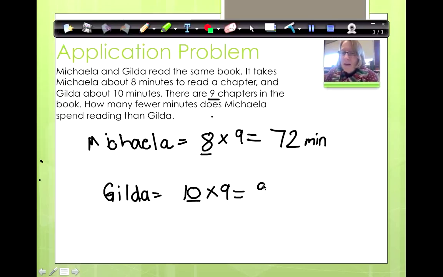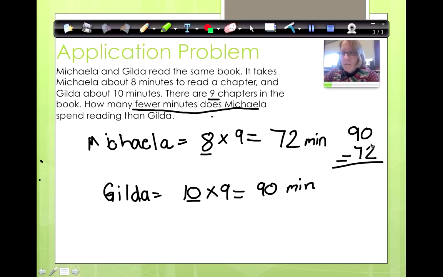Are we done yet? No, because it wanted to know how many fewer minutes does Michaela spend. Okay, so we need to do a subtraction problem. So here we go. Let's do 90 take away 72. Okay, we can't do 0 take away 2. We need to regroup. We can do 10 take away 2. What is that? 8. 8 tens take away 7 tens is 1 ten.